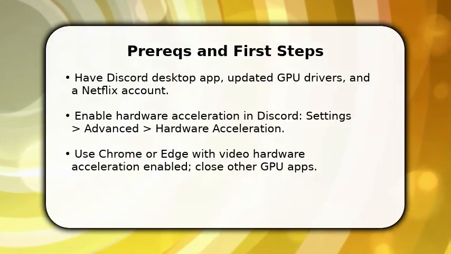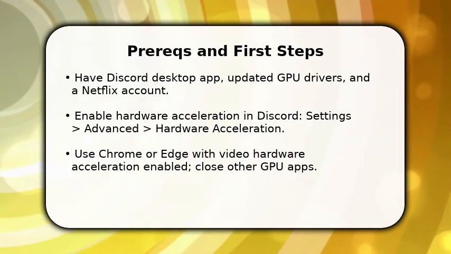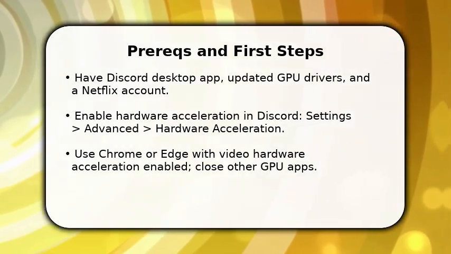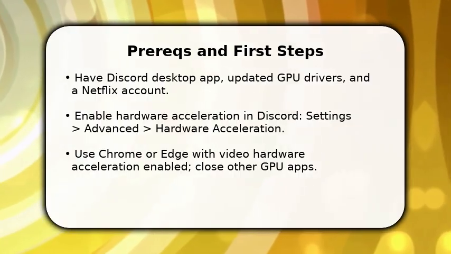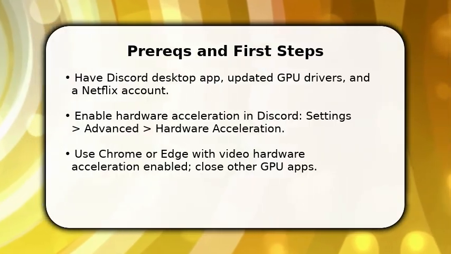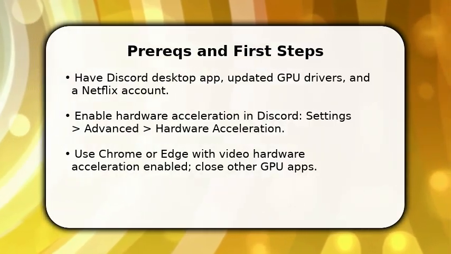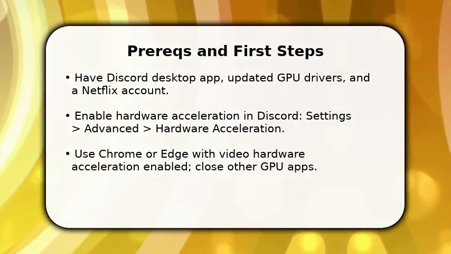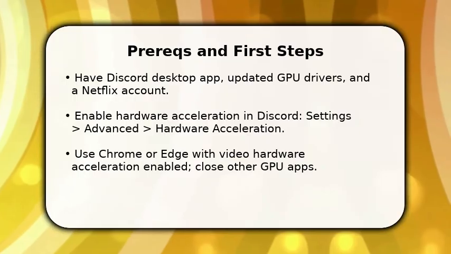You start by confirming the essentials: desktop Discord, updated graphics drivers, and an active Netflix login. Once done, enable hardware acceleration in Discord settings so video encoding offloads to your GPU. This reduces stutter. Next, open Chrome or Edge and ensure the browser's hardware acceleration is on, then sign into Netflix.